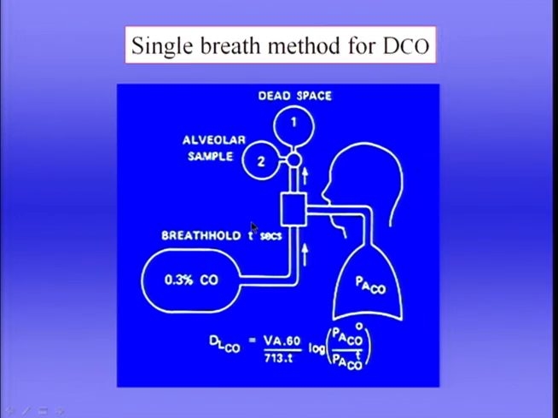In normal subjects, it's around about 25 mils per minute per millimeter of mercury, and it can rise quite substantially on exercise. Now, we haven't gone into this yet, but in a little while you'll hear that on exercise the pulmonary capillaries undergo what's called distension and recruitment, so the area of the blood gas barrier increases quite a lot. Also the volume of blood in the pulmonary capillaries increases, and that increases the diffusing capacity.